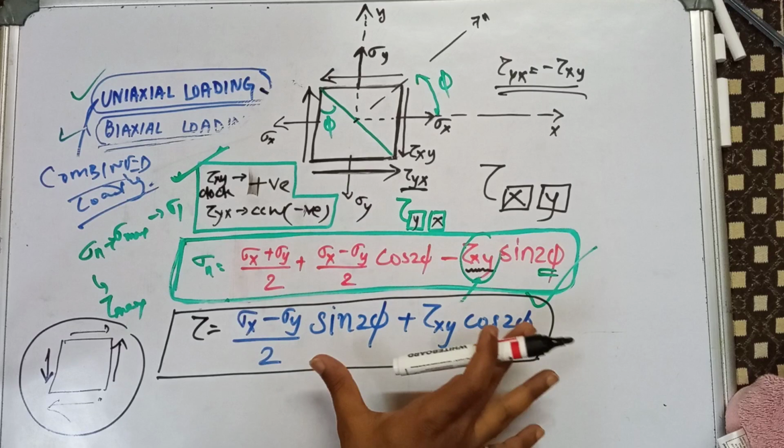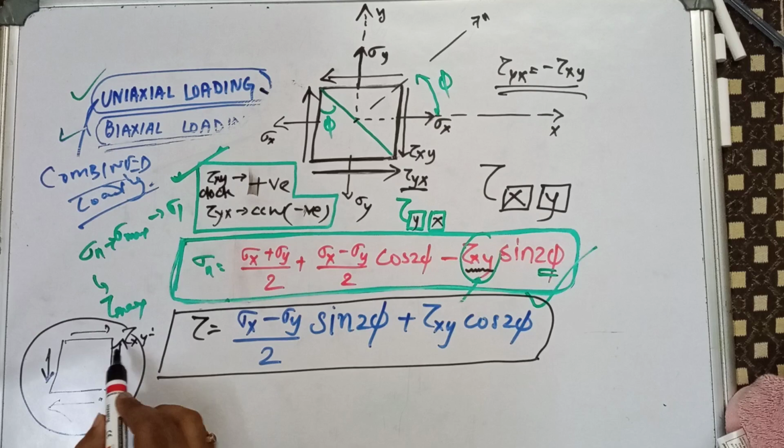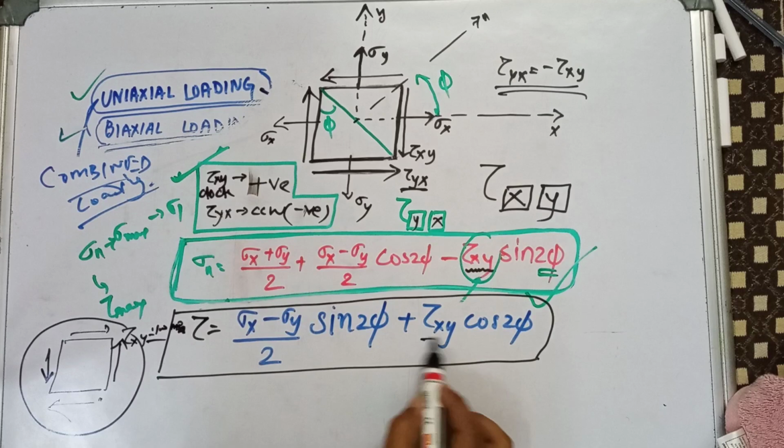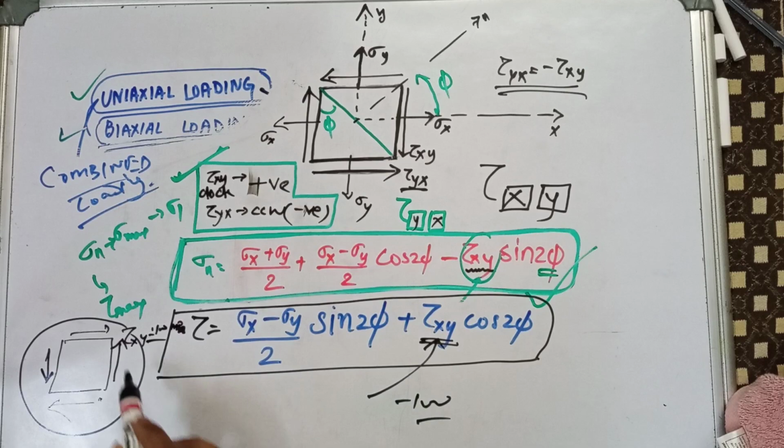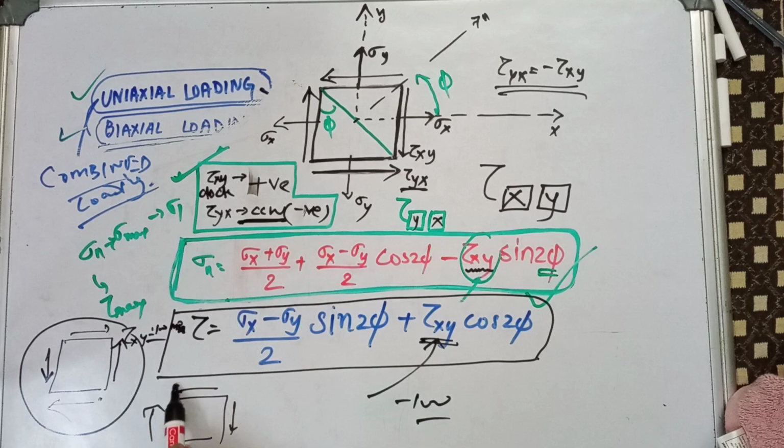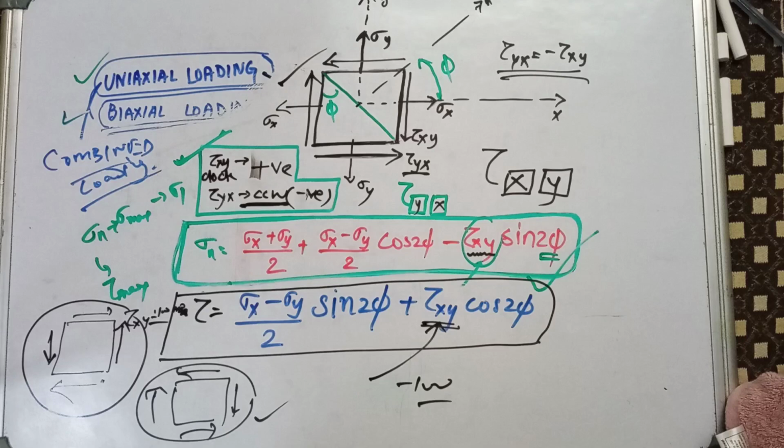But this is the opposite of what you wrote. Suppose they have given tau xy as 100 megapascal. So in this formula, my dear, you put tau xy as minus 100, because 100 is given in the counterclockwise direction, and we have considered counterclockwise as negative. If in the question it is like our representation, exactly the one we made while deriving the formula, then if tau xy is given as 100, just put plus 100. Is it clear to you? I hope it is clear to you.